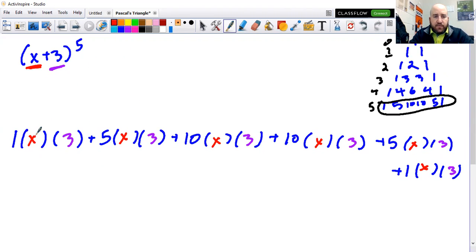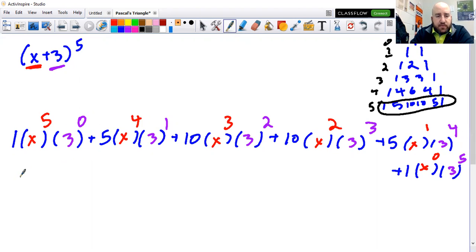Step 4, start your first term, put your exponent, count down to 0. 5, 4, 3, 2, 1, 0. Then your second term, start with 0, count up. You should be able to count up to 5. 1, 2, 3, 4, 5. All right, we got to 5. And again, if you want to double check, make sure these all add up to 5. 5 and 0 is 5, 4 and 1, 3 and 2, 2 and 3, 1 and 4, 0 and 5. All right, so first 4 steps knocked out.